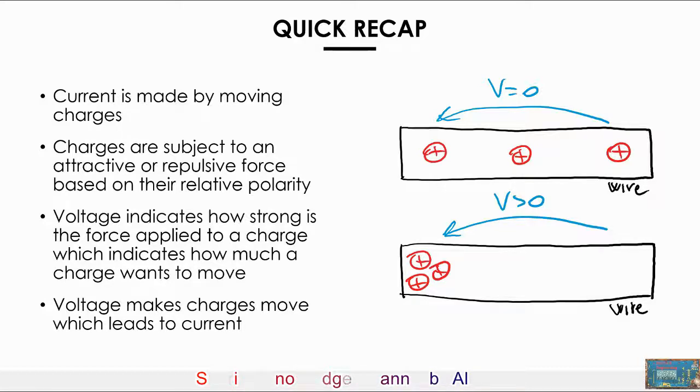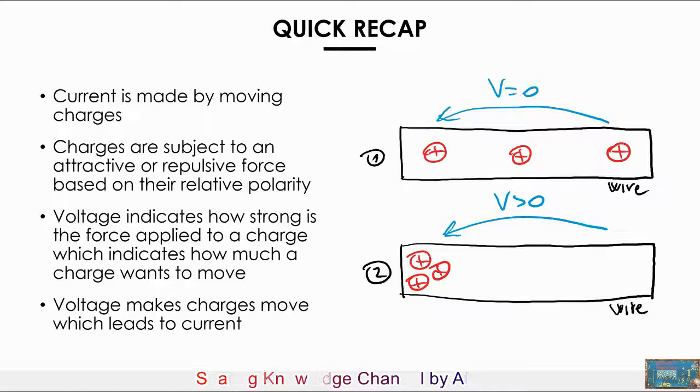In this case, I assume that we have three positive charges in the wire. And we have two different scenarios. So scenario one and scenario two. In scenario one, the charges are uniformly distributed. So what does this mean in terms of voltage? Well, charges are not allowed to escape the wire, so they have to stay inside.